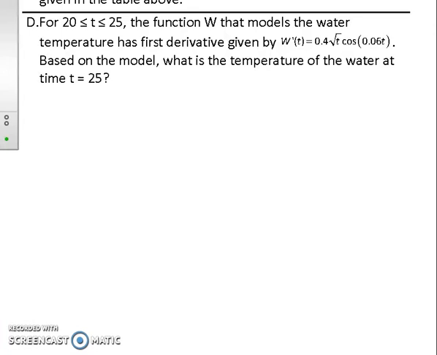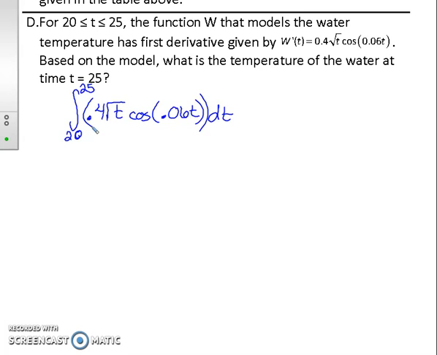Part D gave us a function to model the water temperature after time 20, from 20 to 25. So it says, based on the model, what is the temperature of the water at time 25? If the rate of change is W prime of T, to find the total amount of change in the temperature, we would integrate from 20 to 25. Now we only go from 20 to 25 because this function only applies to that interval of time. So we can't use it all the way from time 0, okay? So that's how you find the change in the temperature.